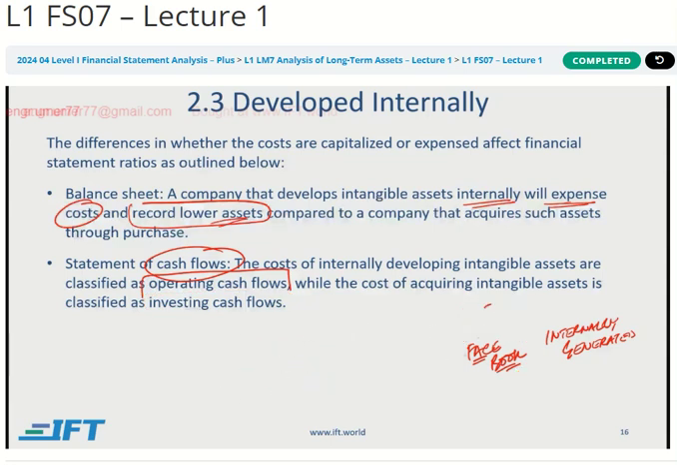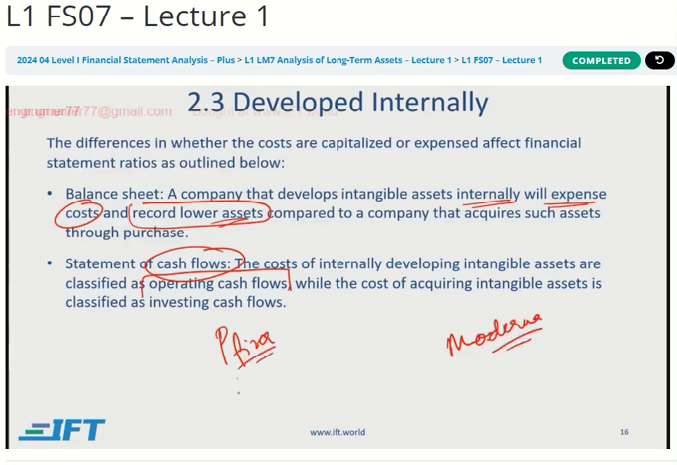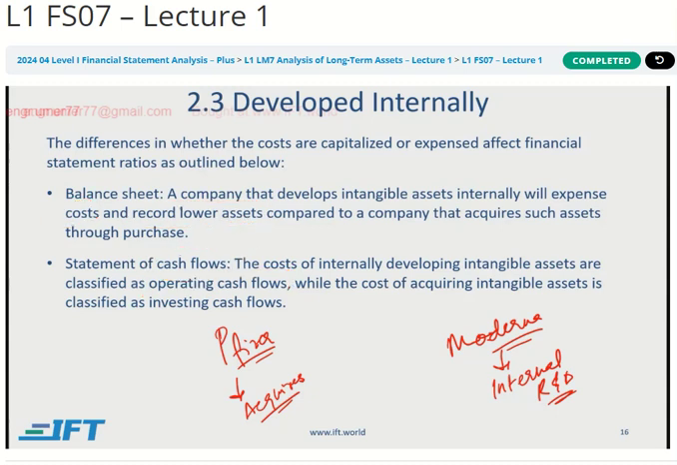Let's say we are comparing Pfizer and Moderna, right? And let's say they are both trying to come up with a cure for cancer, right? And Pfizer acquires companies that have been doing research, whereas Moderna is going for internally generated assets or internal R&D. So naturally, Moderna is going to be expensing all this cost, which means they will be recording lower assets, whereas Pfizer is buying these assets, so they will have higher assets, right?